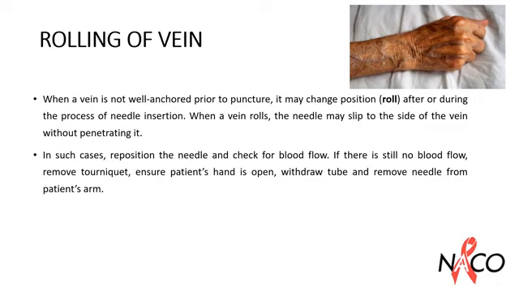If there is still no blood flow, remove the tourniquet. Ensure the patient's hand is open. Withdraw the tube and remove the needle from the patient's arm. Consider an alternative site on the opposite arm.